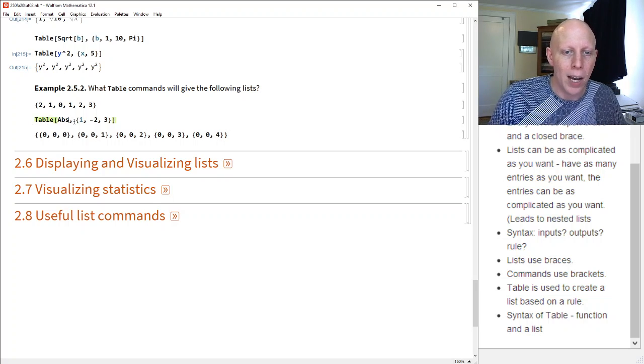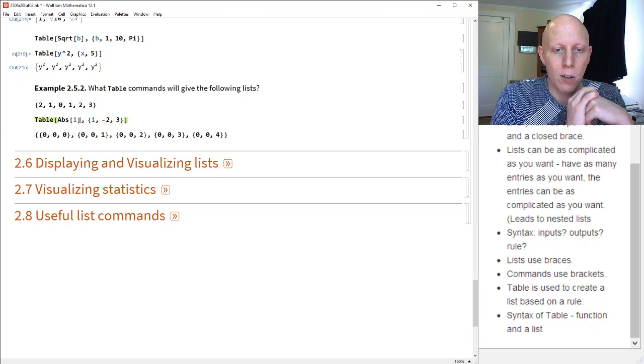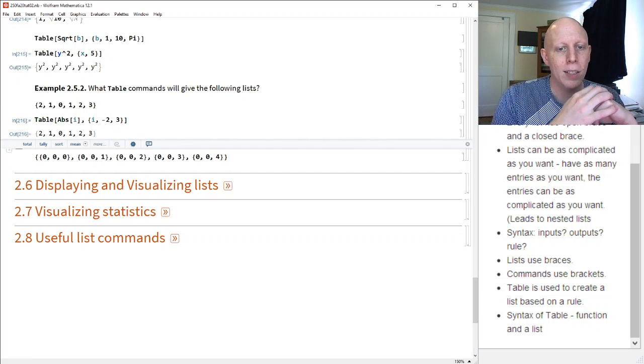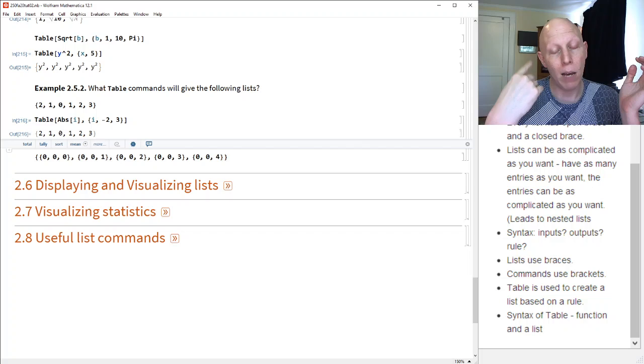But abs is a function, so we need to do abs bracket I end bracket. And so what we've done is we've now created the function absolute value, applied it to I, and when we evaluate it, where I goes from -2 up to 3, so -2, -1, 0, 1, 2, 3, and we take the absolute value of those, we get 2, 1, 0, 1, 2, 3.